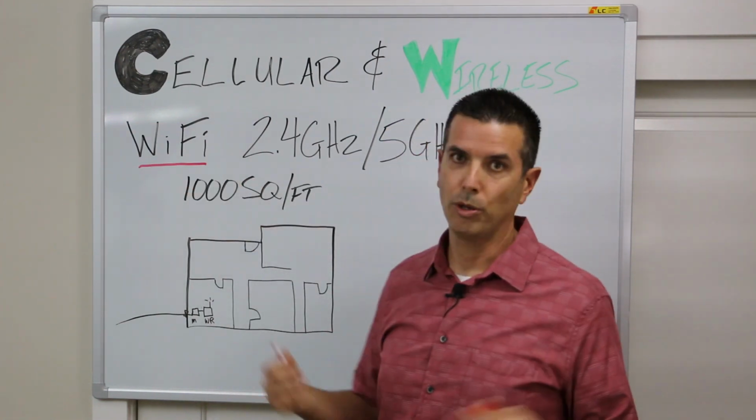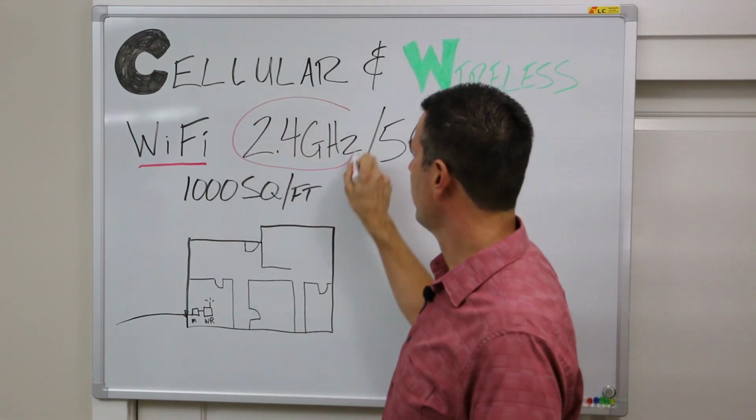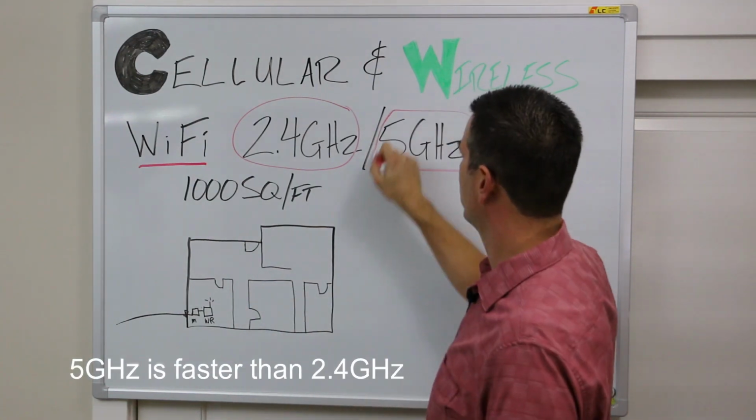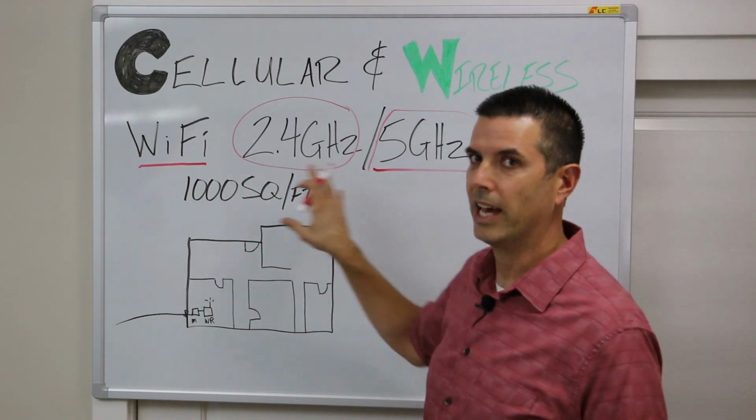It's also available in public areas. Wi-Fi comes in two flavors: 2.4 gigahertz, which is how it started. Nowadays, you have a lot of 5 gigahertz. You rarely see 5 gigahertz by itself. They usually come in what's called a dual band modem.